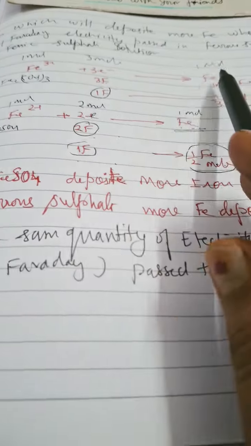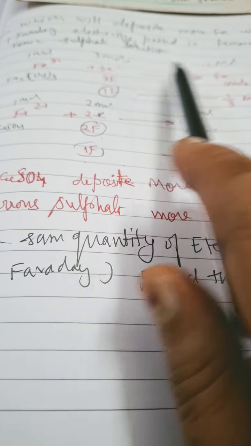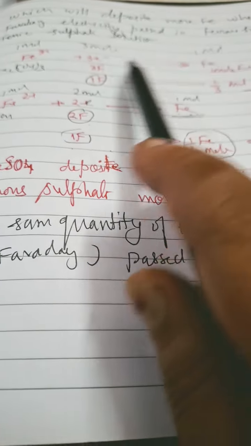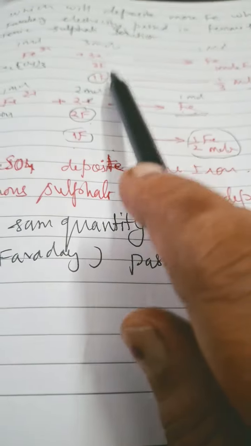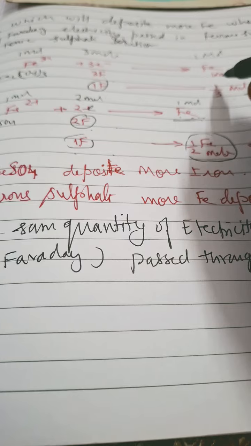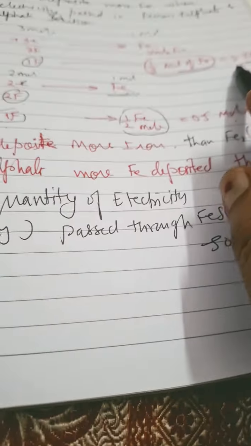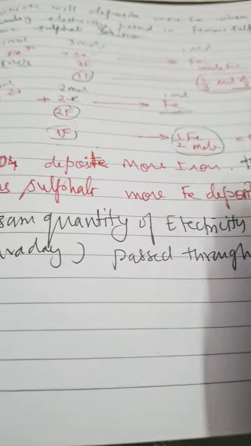1 mole of Fe3+ requires 3 moles of electrons to deposit 1 mole of Fe. So 1 Faraday is required; by 1 Faraday, only 1/3 mole of Fe is deposited. That is 0.33 mole of Fe is deposited.